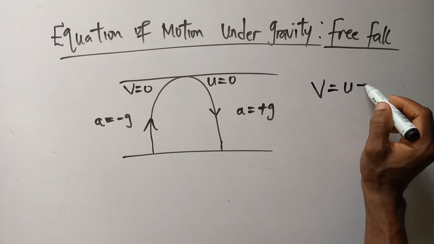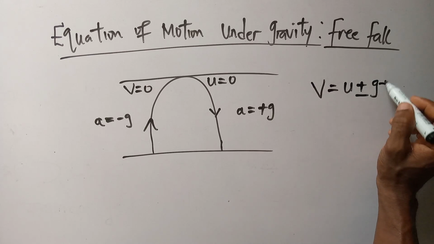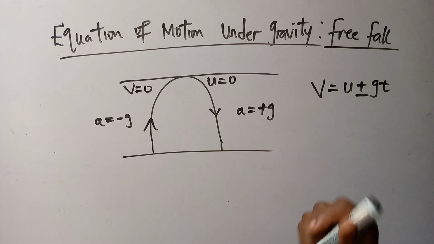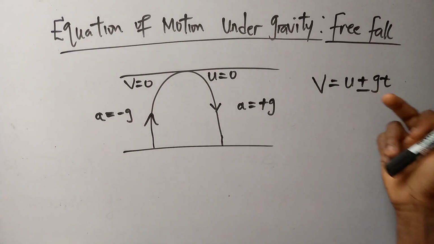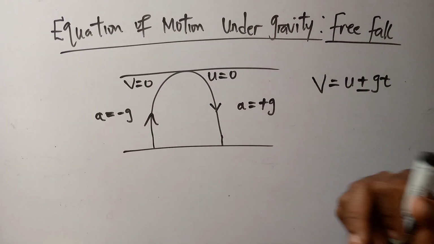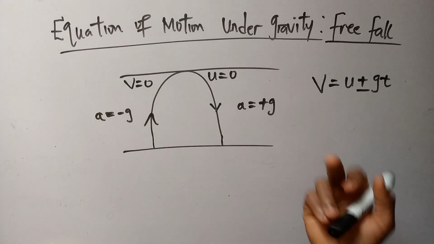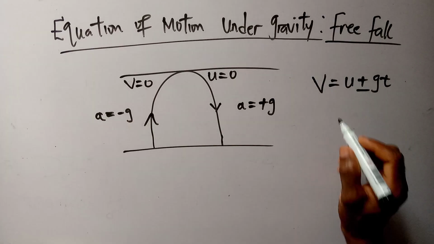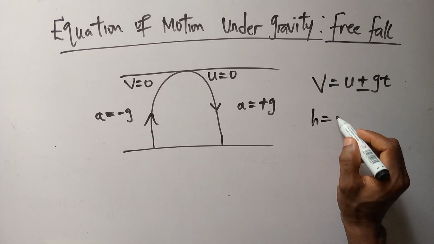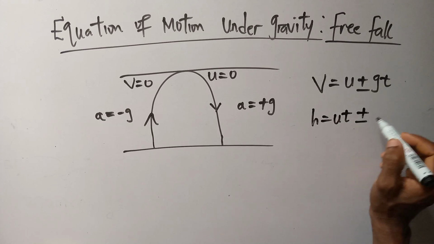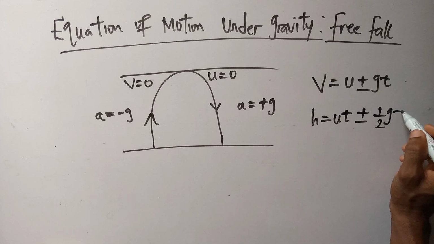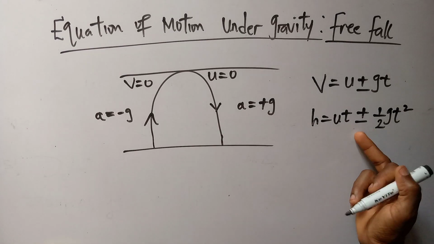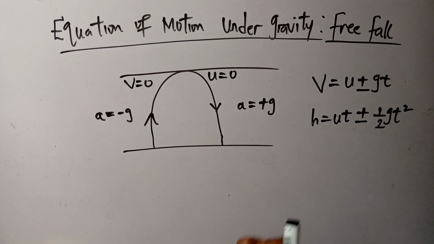Okay, so therefore the equations of motion can be given as: the first equation will be v equal to u plus or minus gt. Now your acceleration is g and your time is t. We shall be solving with positive when the object is falling from a height, but when the object is thrown to a height, we're going to solve with the negative sign. The next equation of motion will be h equal to ut plus or minus 1 over 2 gt squared. Positive will be used when the object is falling from a height, and negative will be used when the object is thrown to a height.